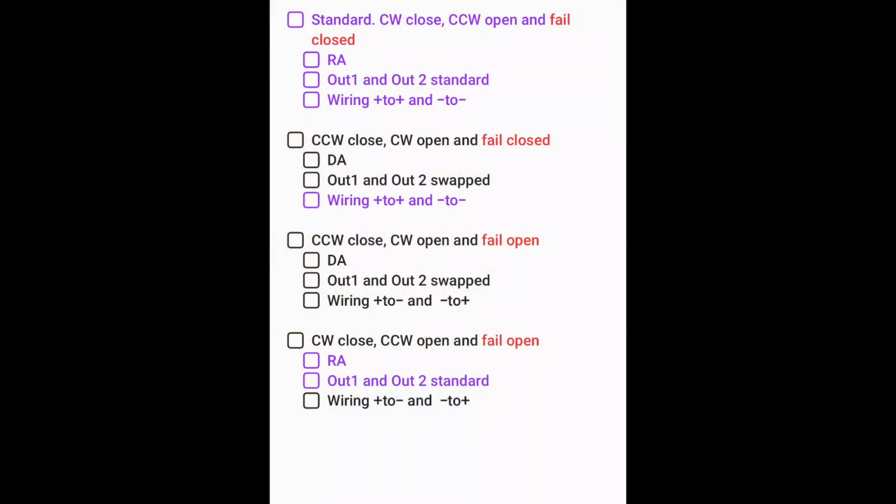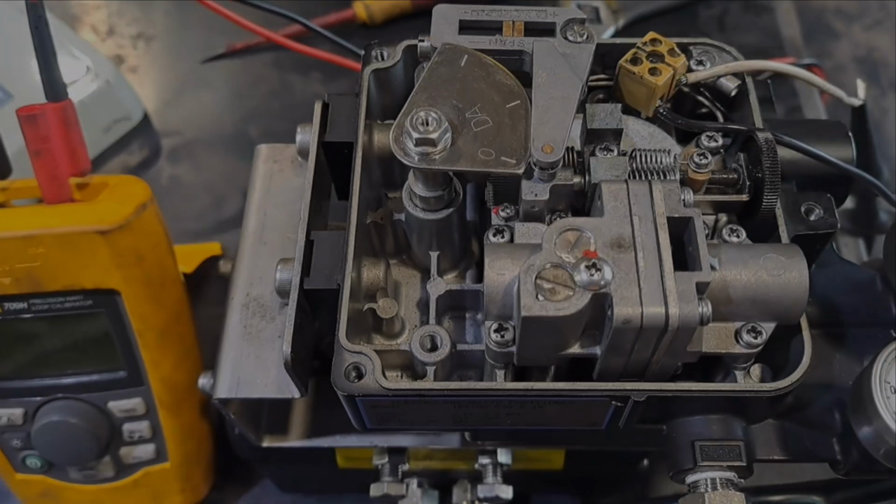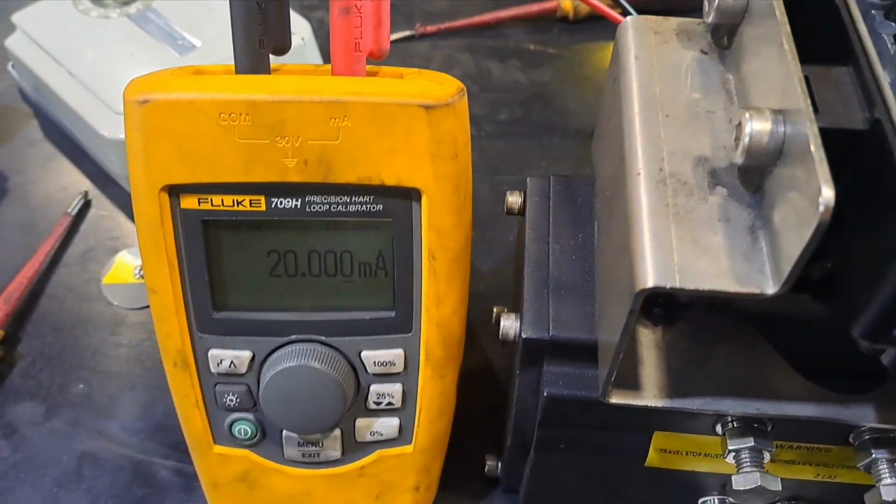Our first two setups were fail closed, but in the two separate setups, the direction of movement was different for both setups. With the third setup, we are now going to try to fail in the open position. Let's have a look at how we do this.